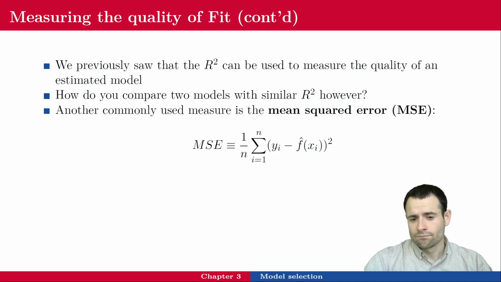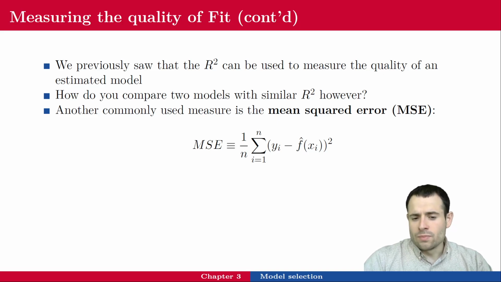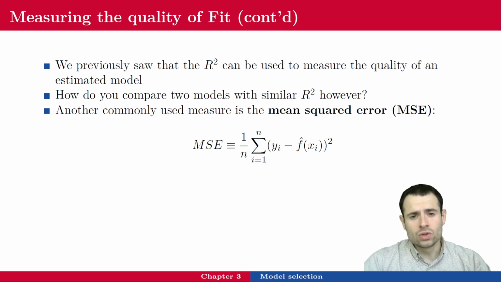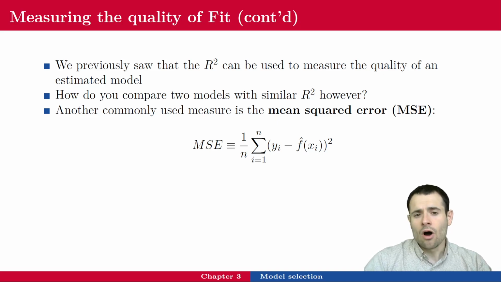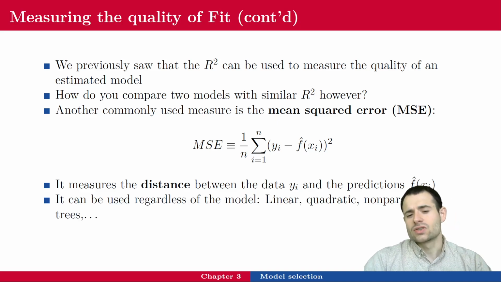It is exactly a Euclidean distance formula. For the Euclidean distance, you would have to take the square root after that. It doesn't really matter here. In fact, some use the mean squared error and some use the root mean squared error, or RMSE, which is the square root of this formula here. So it measures the distance between the data and the predictions.